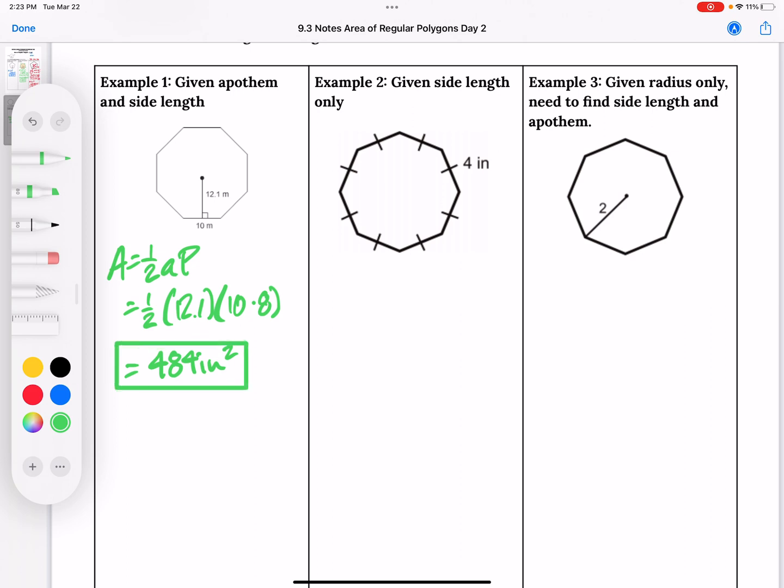All right. Now, what if we are only given the side length? Okay, so as always, we're going to find our center. We're going to draw in this triangle right here. We know this is 4, so this part is 2. Again, consider all the way around our shape here.